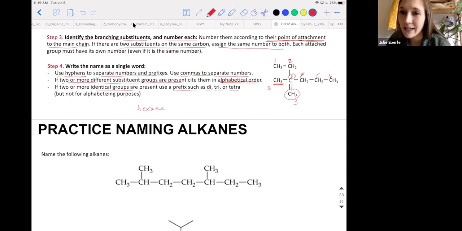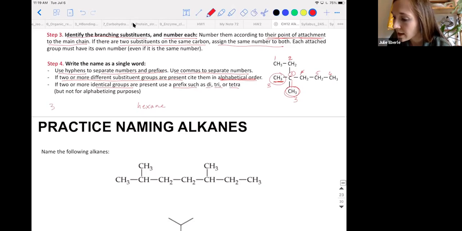But now we have to account for the fact that we have these 2 substituent methyl groups, and they're both branched off the same carbon, carbon number 3. So I've got to write out, remember it said that every substituent has to have its own number. So I got to write 3, 3. Remember it said to use commas to separate numbers. So 3, 3.